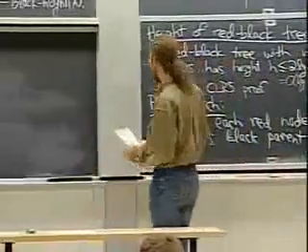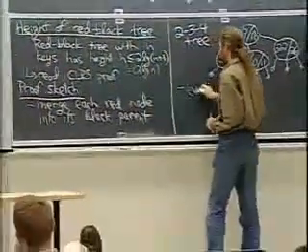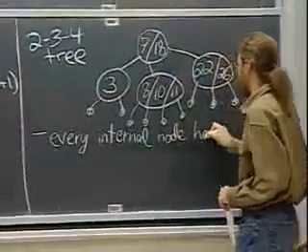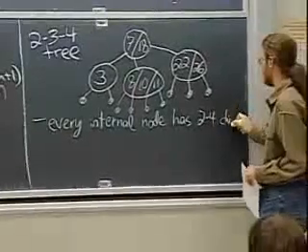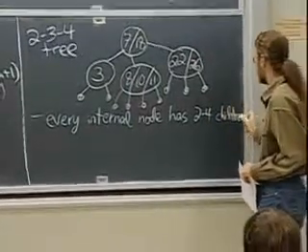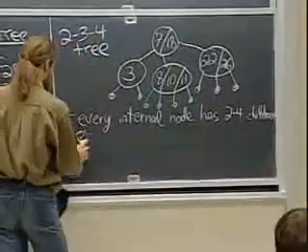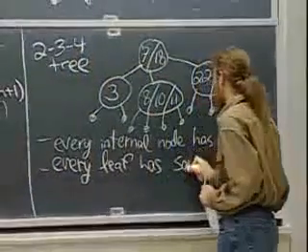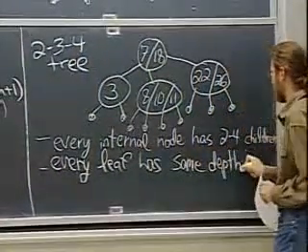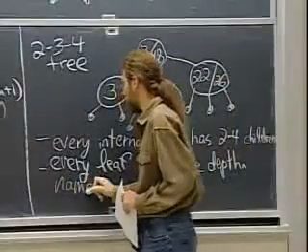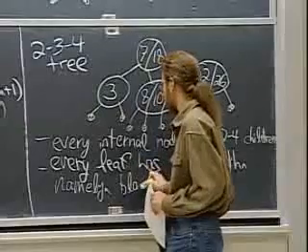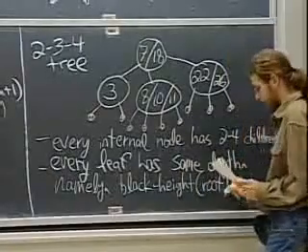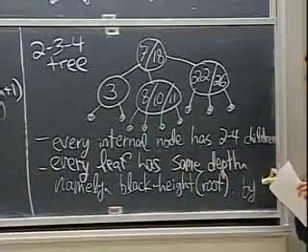Let me write down some of these properties. Every internal node has between 2 and 4 children. And every leaf has the same depth, namely, the black height of the root. This is by property 4.